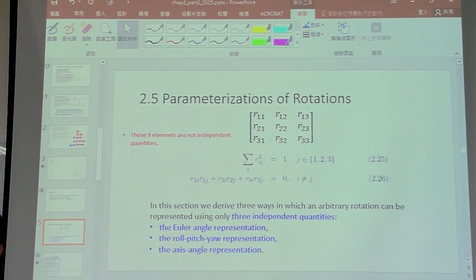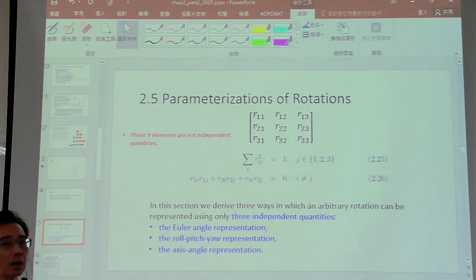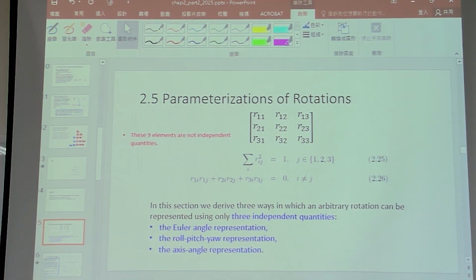Rotation matrix in space will always be 3 by 3 without the translation. Later on, at the end of chapter 2, we will introduce what they call the full transformation. It includes the rotation matrix and the translation matrix together. Okay, they have some characteristics over here.